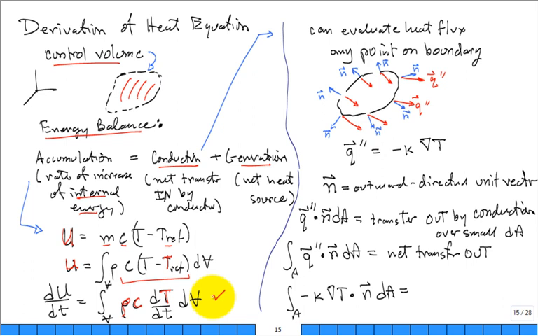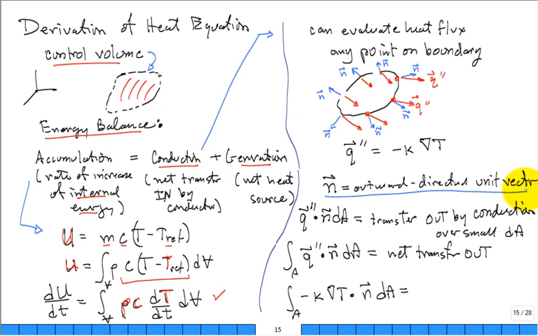Now let's work on the conduction term. When you work on the conduction term, you have to think about every point on the surface. What we talk about is getting the value of the heat flux. That's the direction of the conductive heat flux. And we have to know the orientation of the surface. That orientation of the surface is given by an outward directed unit normal vector.